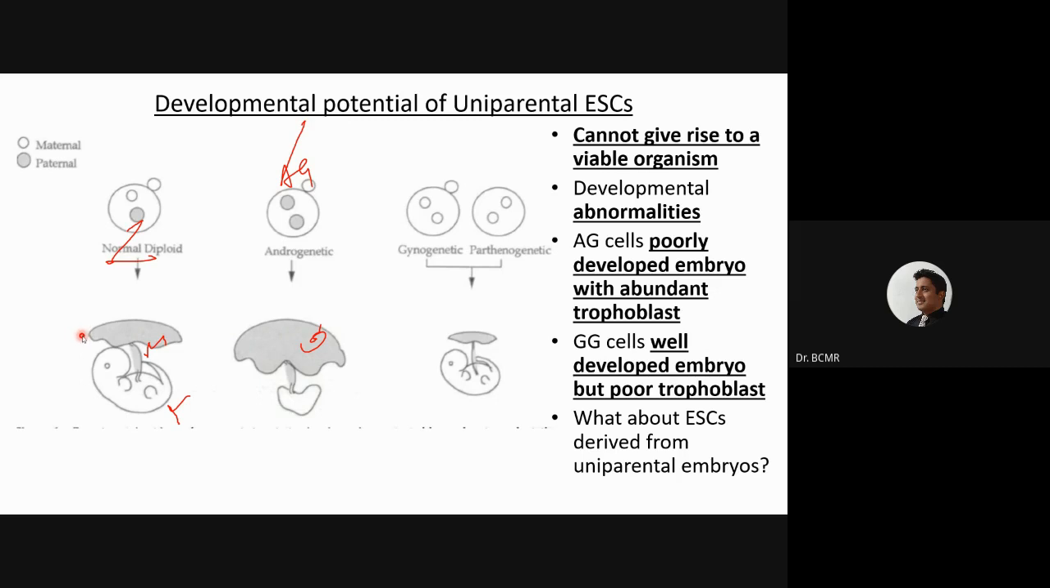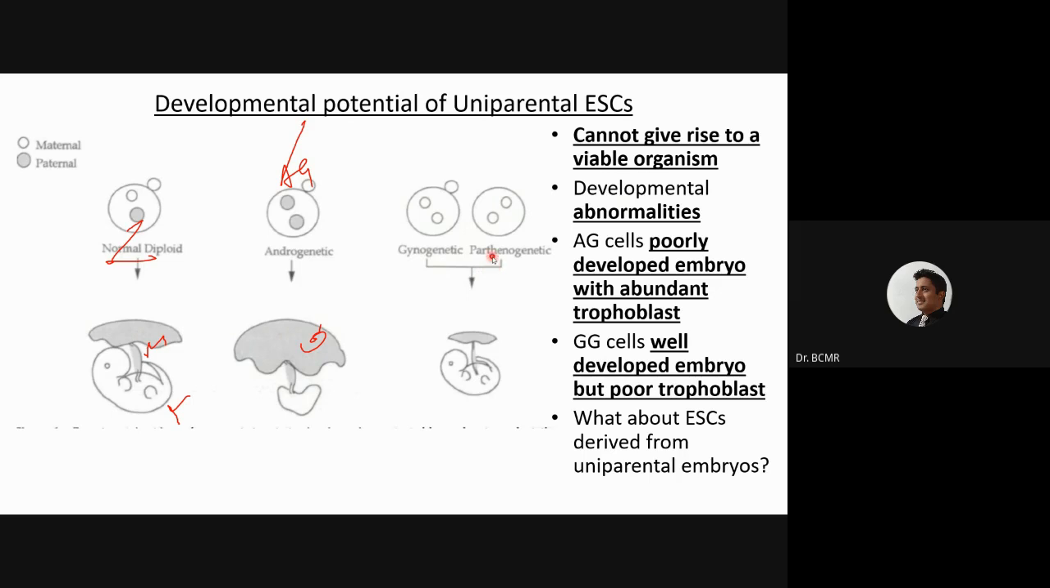At the same time, the gynogenetic one has a different problem. Here it is written gynogenetic and parthenogenetic. They are the same, except that in the parthenogenetic one, both sets have come from the same egg, whereas in the gynogenetic one, one set has come from one egg and the other from a different one. So they differ in the way we make them, but otherwise they are very similar.